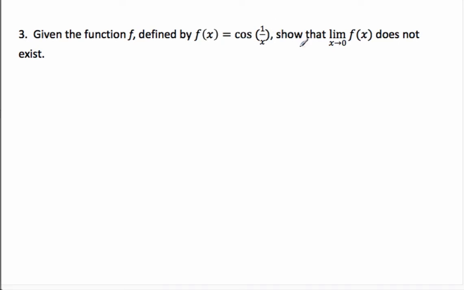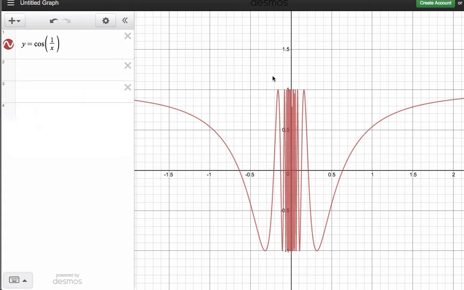We have the limit as x tends to 0 of cosine 1 over x. There's a method for doing this with subsequences, but that's actually beyond the scope of this course. So I'm just going to show you what the graph looks like for this one.